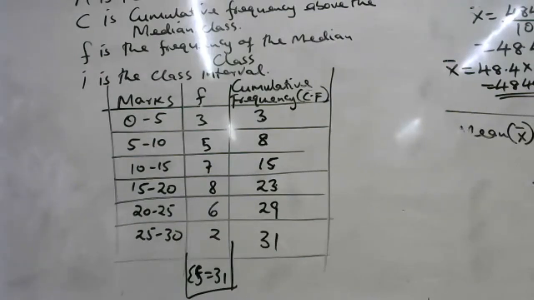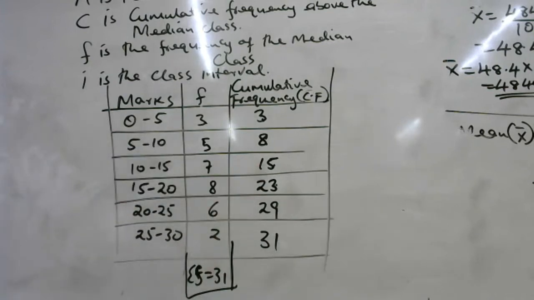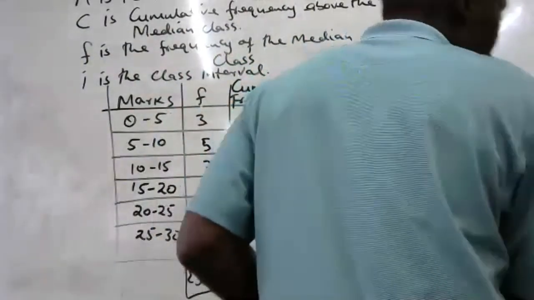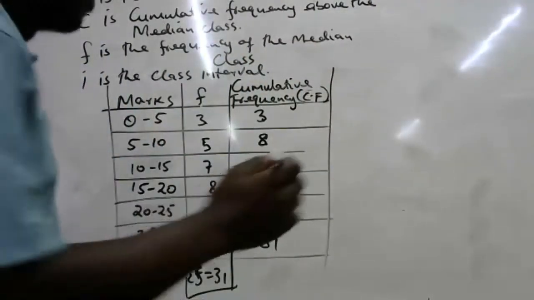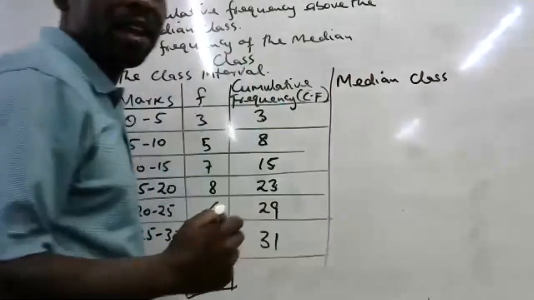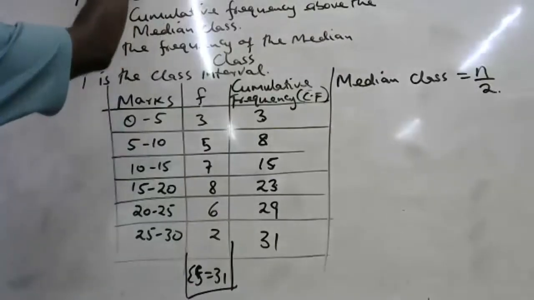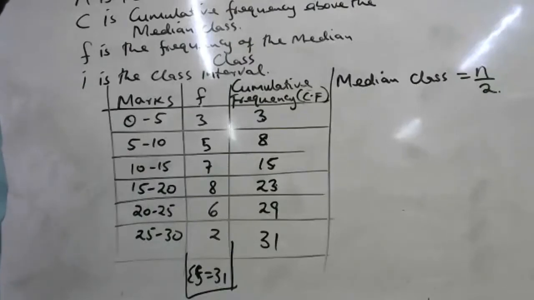The last value in the cumulative frequency column. After doing that, you locate the median class. You determine the class where the median will fall. The median class is identified by doing n over 2. This part that we have here, n over 2, should give us the cumulative frequency where the median is going to lie.